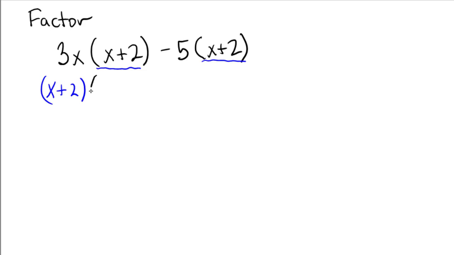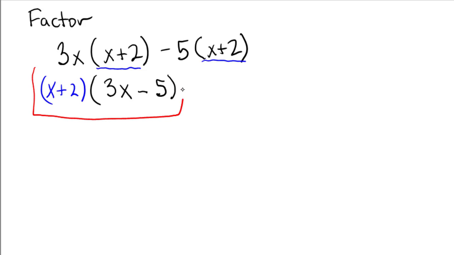When I do so, that means the x plus 2 has now been pulled out, so in the first place we're remaining with the 3x. There's our minus sign, and in the second place we're left with the number 5. So the final answer this time would be x plus 2 multiplied by 3x minus 5.